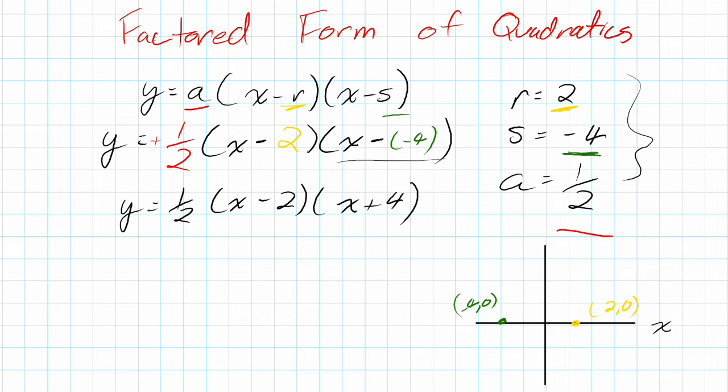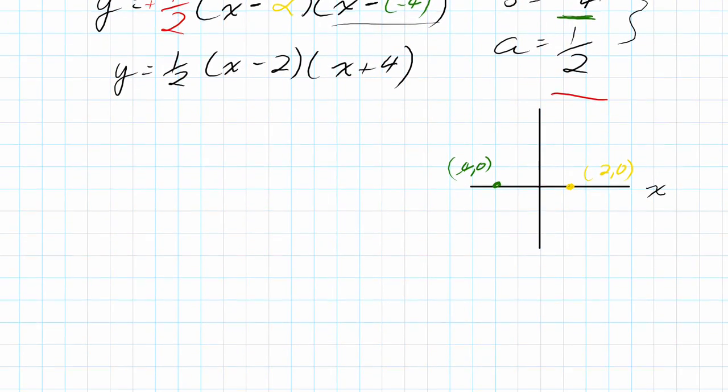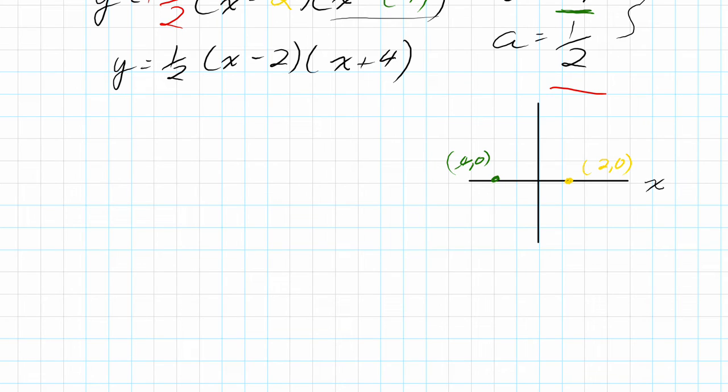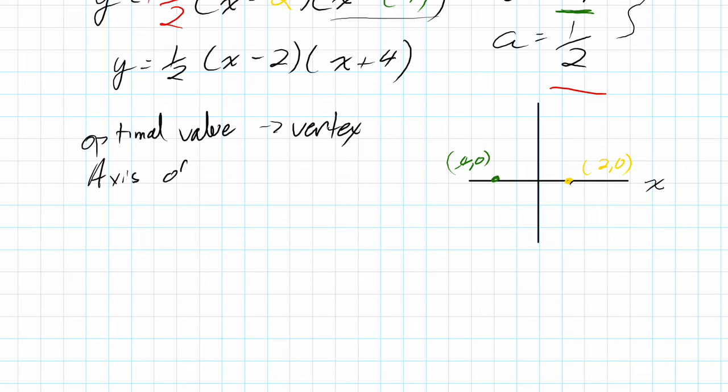So we have our two roots. And if you have two roots, you can start to find what they call an optimal value, which is also known as a vertex. So if we have our two roots, we can find the x value of the vertex because we're looking for the number that is directly between the two of them. So we call this an axis of symmetry.